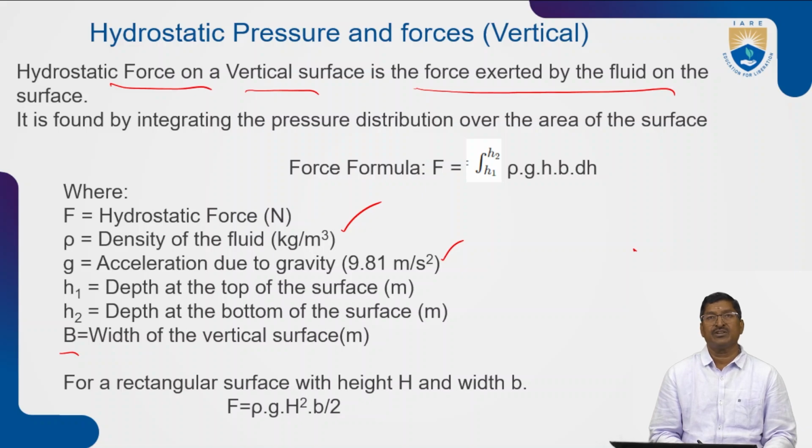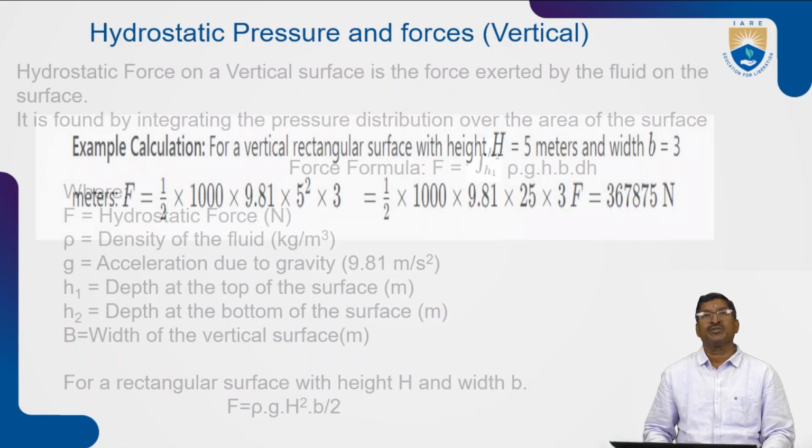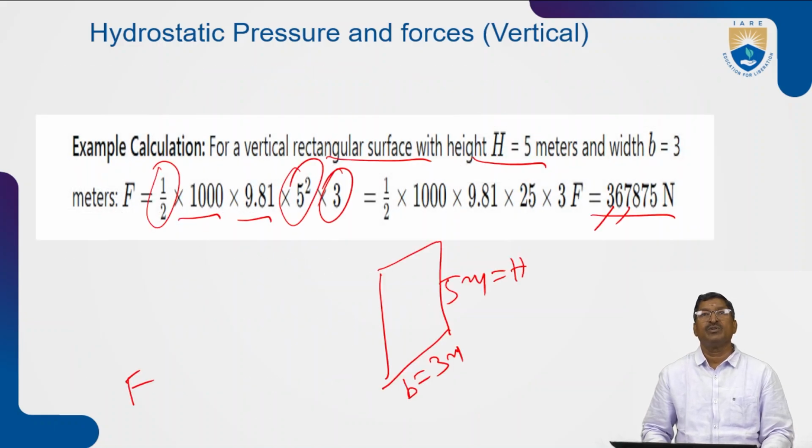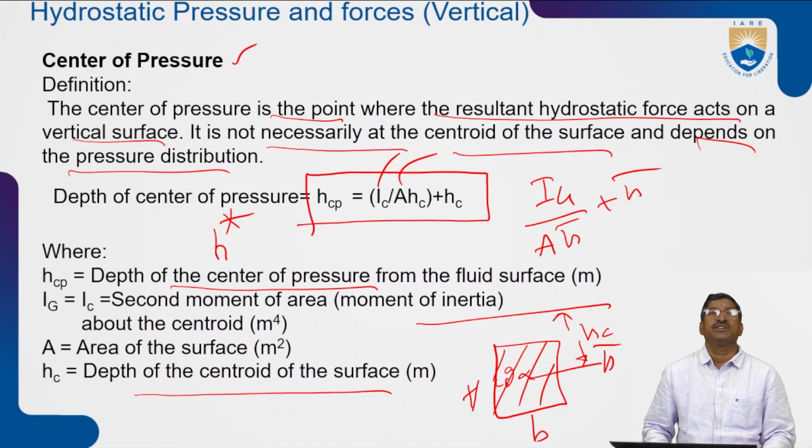So B is equal to the width of the vertical surface. If it is a rectangular surface with height H, capital H, and width B, then the force is rho g H squared B by 2. A small problem: the center of pressure.